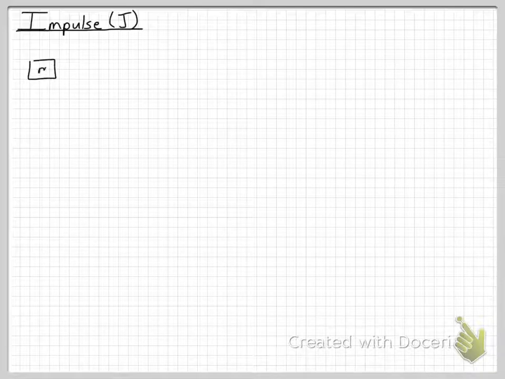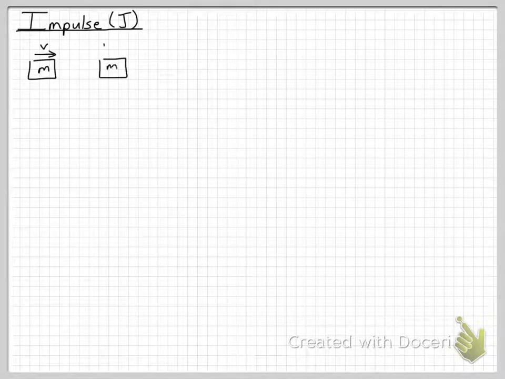This is the last of our momentum videos, and we are going to talk about impulse, which is represented by a J. I don't know why it's a J, but it is what it is. And how we're going to look at impulse is we're going to look at two objects that are going to run into each other, one of them with a velocity and the other without a velocity, and they are going to collide and stick together.